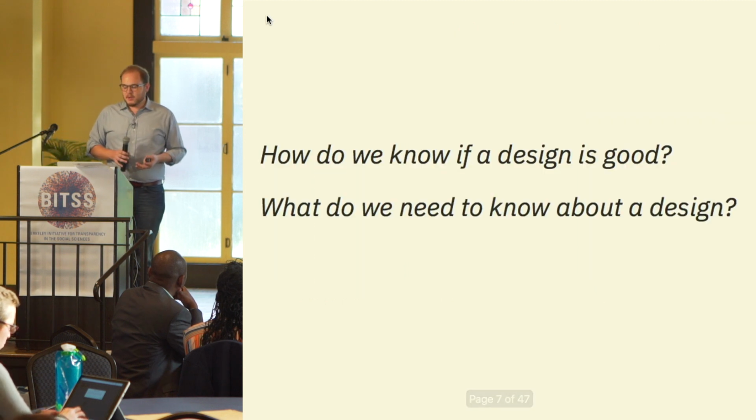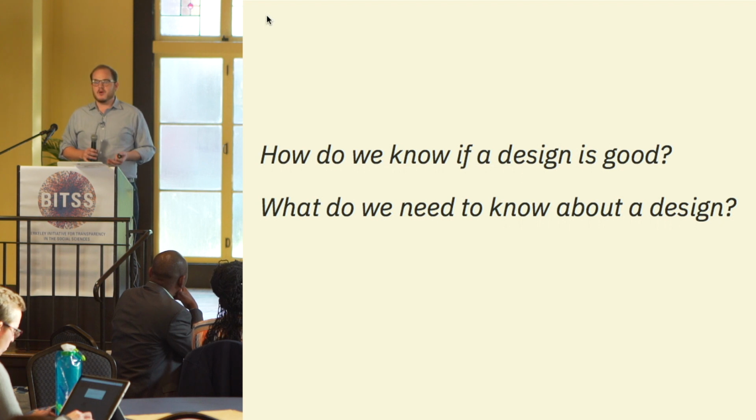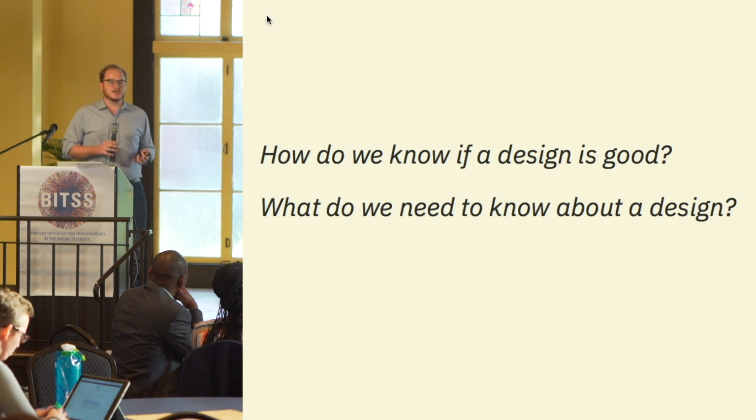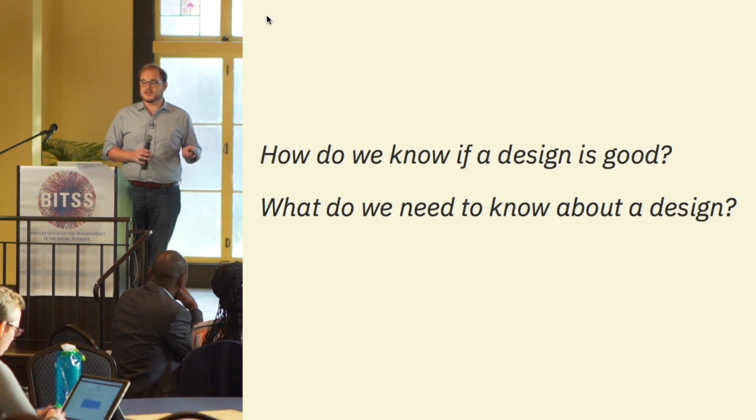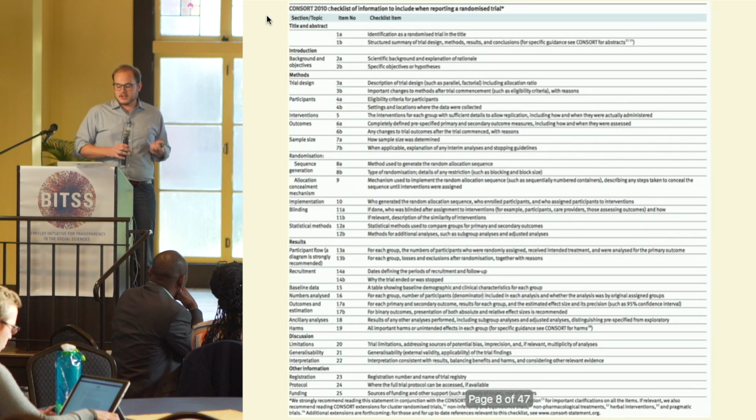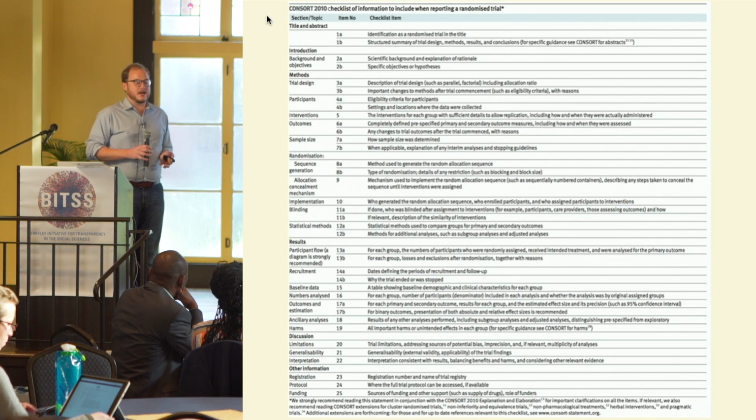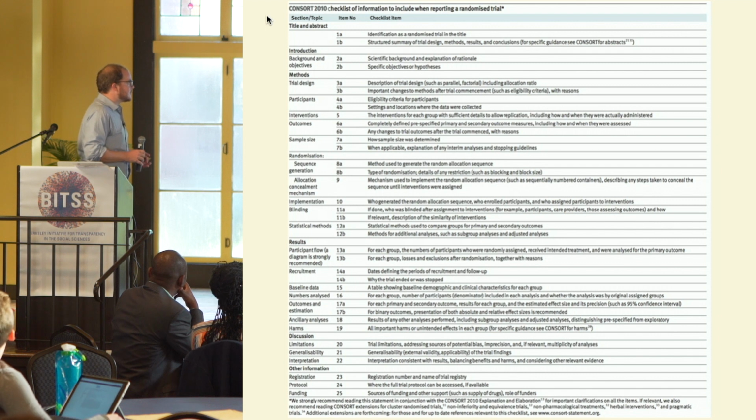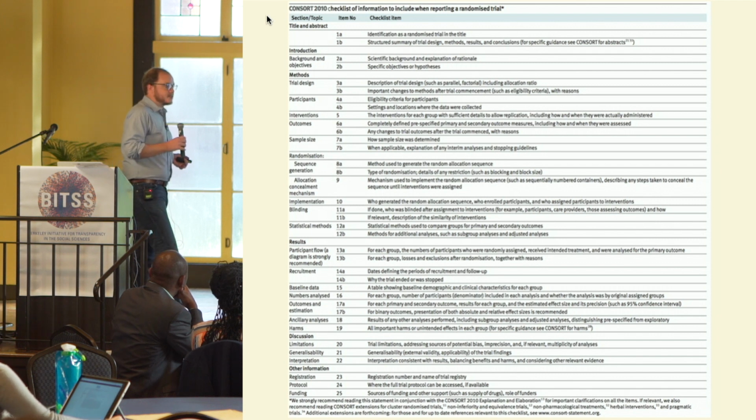So this raises the question of what do we need to know about your design in order to answer the question, is this a good design for the question that I'm trying to ask? So we've come up with a couple of examples in social sciences. One is the CONSORT guidelines from 2010, which is a long questionnaire that's been discussed a couple of times, where it asks you everything from how you're selecting subjects into your pool, all the way to what kind of estimator you're going to use.